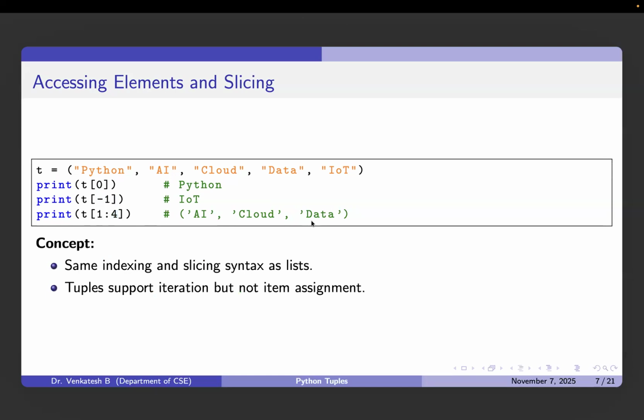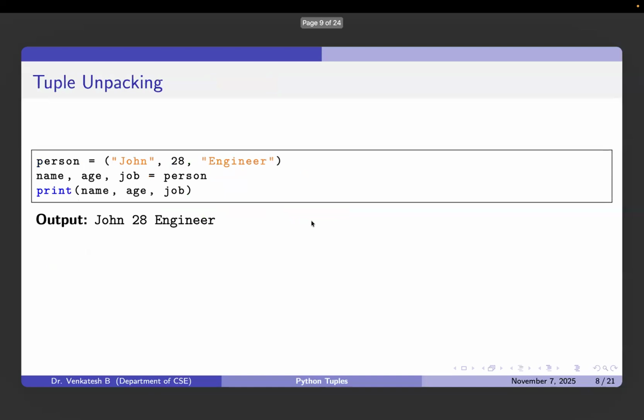Same indexing and slicing syntax as a list, and a tuple supports iteration, but not item assignment. So it will allow iteration, but not item assignment. We are not able to assign a value to an item.